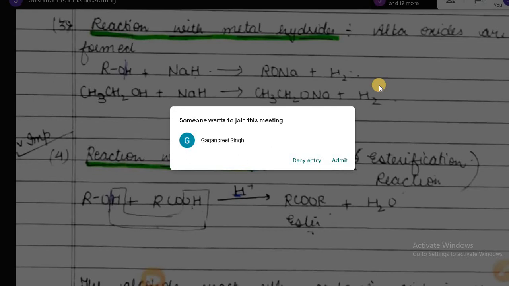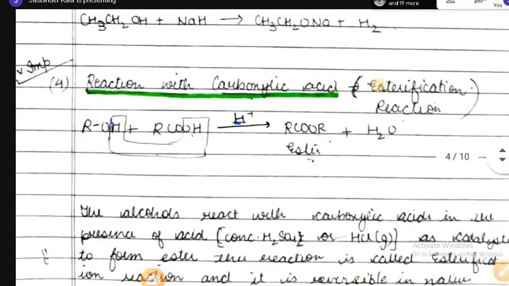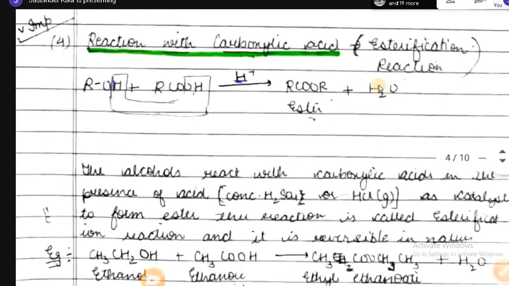Only hydrogen is replaced. So it is also a reaction in which cleavage of the OH bond takes place, and if alcohols are treated with carboxylic acids, in the presence of acid, we get ester plus water. As we get ester, this reaction is called esterification reaction. So, alcohols with carboxylic acids in the presence of acid give esters, and this reaction is called esterification reaction. This reaction we have already done earlier.